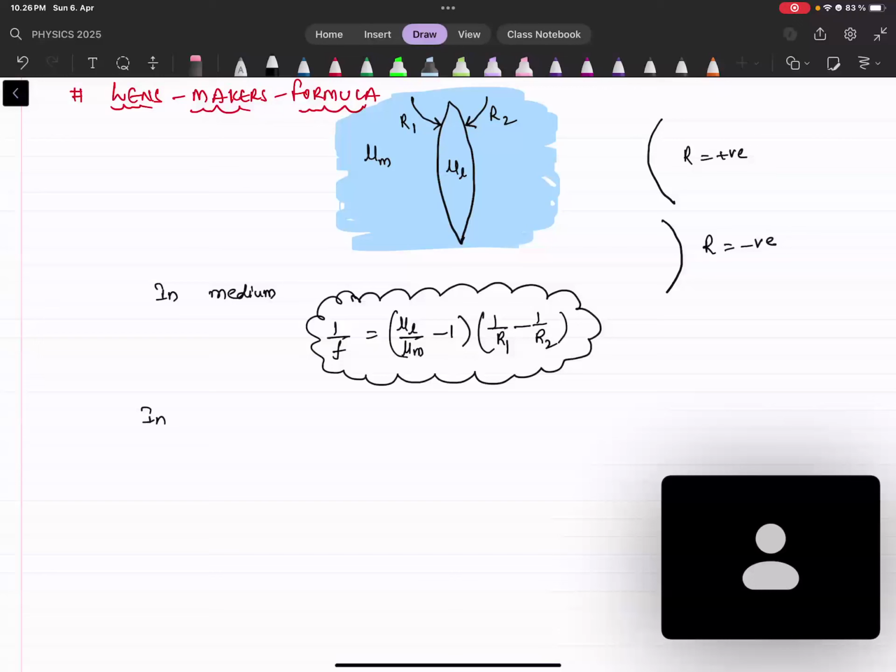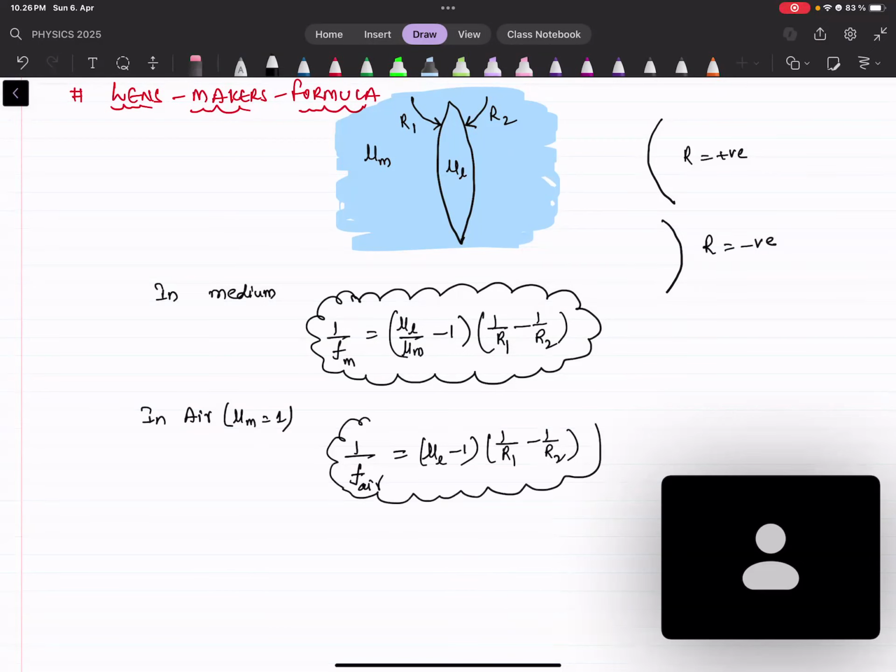Now, for example, if I'm talking about in air, the refractive index of medium will become how much for me? 1. That means 1 by focal length in air. This is focal length in medium. This value will become refractive index of lens minus 1, into 1 by R1 minus 1 by R2. I hope you remember this formula.